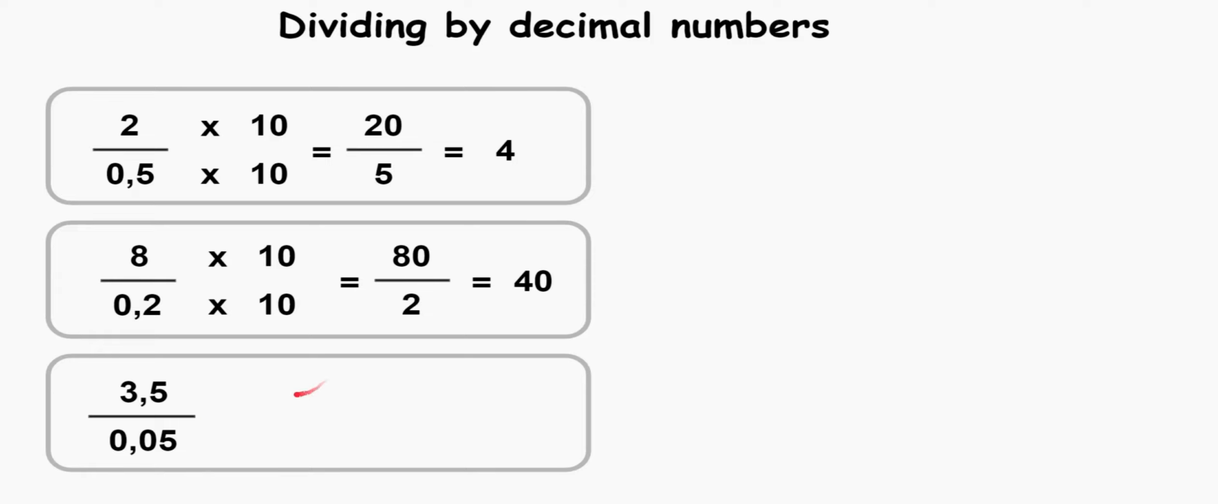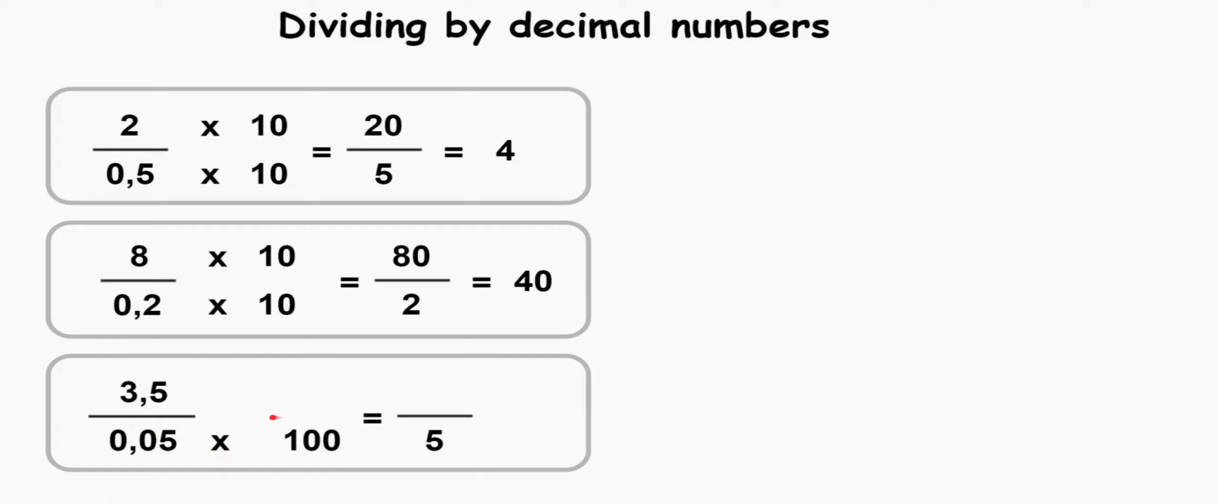First step, let's make our denominator 0.05 into a single digit whole number. And we need to do that by multiplying it. So again, what should we multiply 0.05 by to make it into a single digit whole number? That's correct. It needs to be multiplied by 100. And 0.05 multiplied by 100 equals 5. So we've made our denominator into a single digit number.